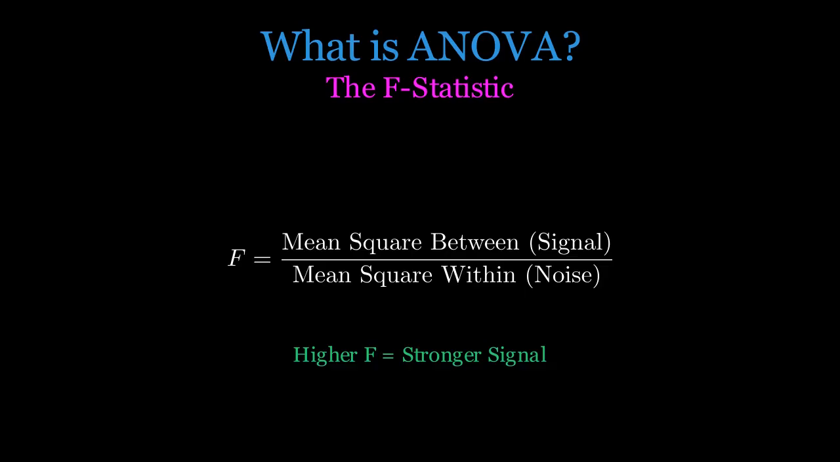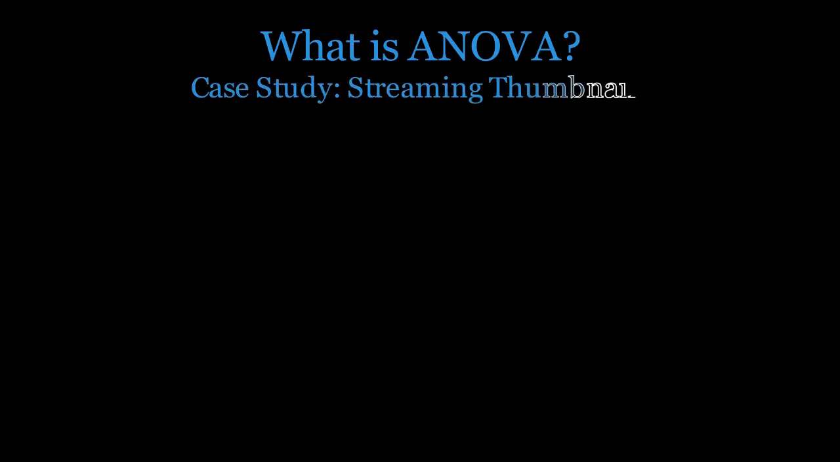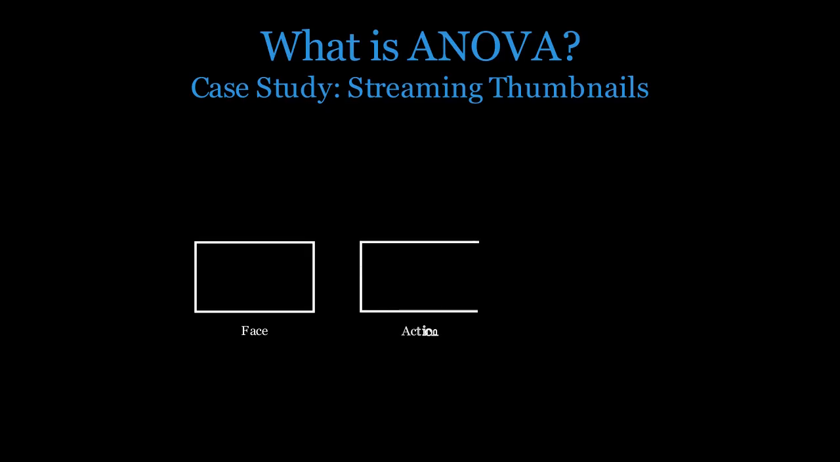Section 4. The F-Statistic. This is the heart of the ANOVA table. The F ratio is calculated as the mean square between divided by the mean square within. Think of it as a signal-to-noise ratio. The signal is the difference caused by our treatments, and the noise is the natural random variation. An F value significantly greater than 1 suggests that the signal is much stronger than the noise.